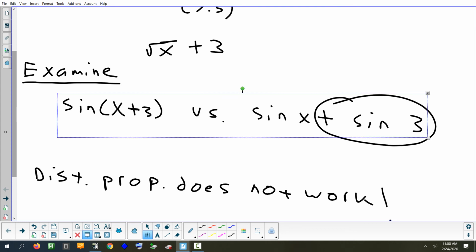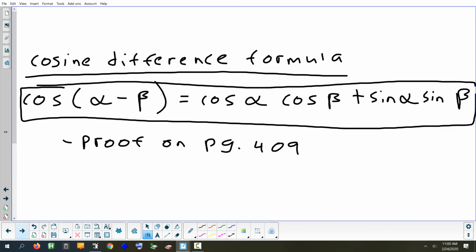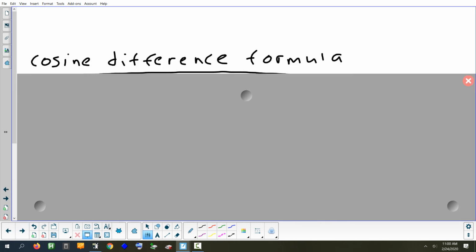We're going to look at the sine when you have a sum, and the sine when you have a difference. We're going to look at cosine with a sum, cosine with a difference, tangent sum, tangent difference. So there's 6 of them. The sine and cosine are the most important. Tangent's not as important. I'll give it to you so you have it, but we're really going to focus more on sine and cosine. So we're going to start out with the cosine difference formula.